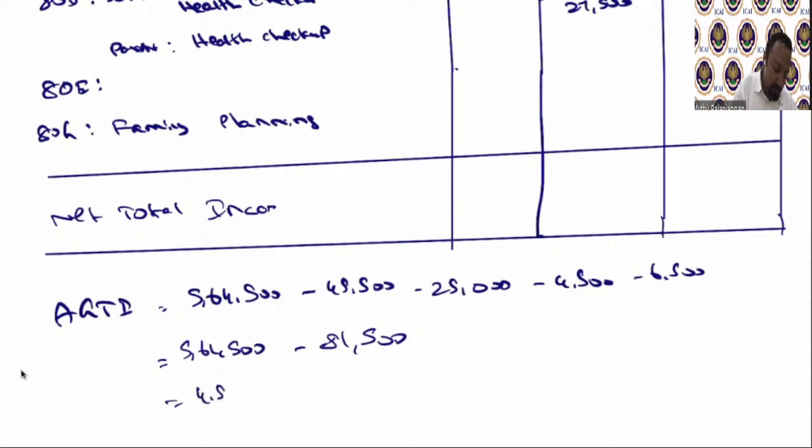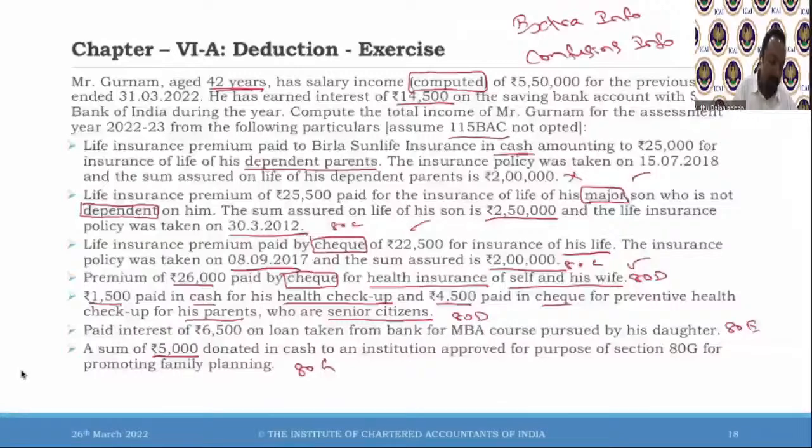4,83,000. I'm not sure. You can just rework and see. So 4,83,000 into 10% is 48,300. However, the donation paid is only 5,000. The sum donated in what? In cash. Should we calculate adjusted gross total income for this?